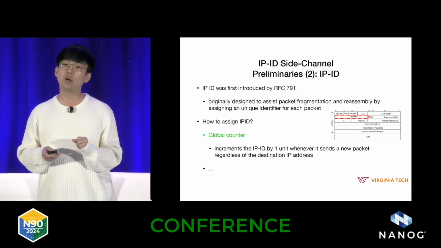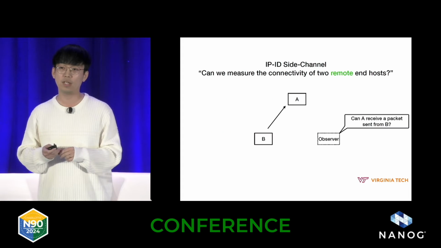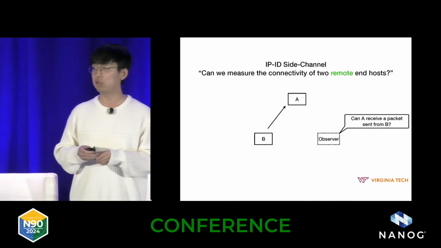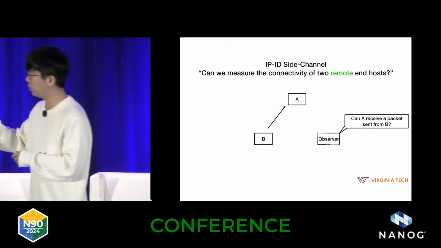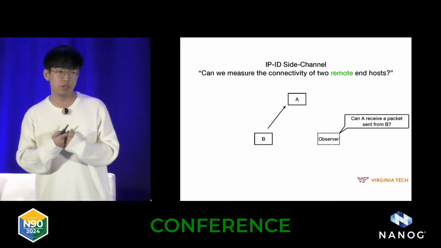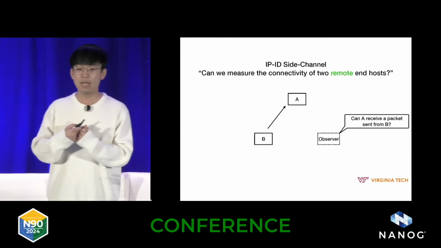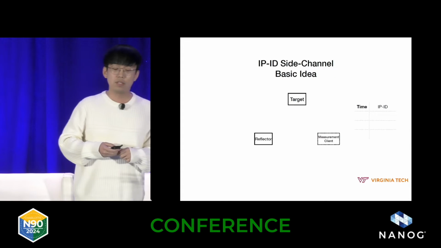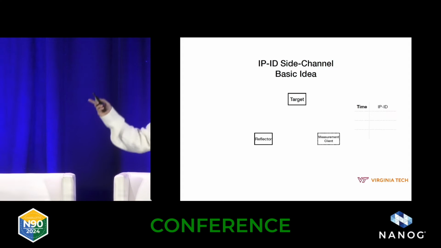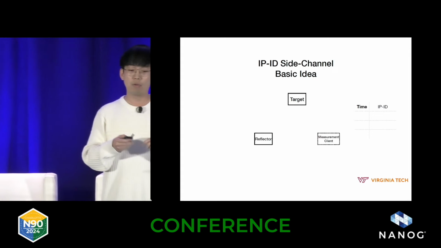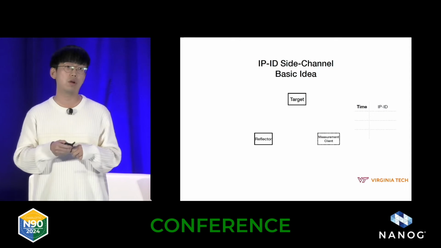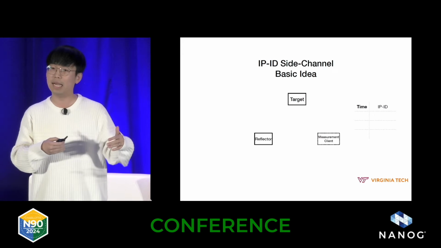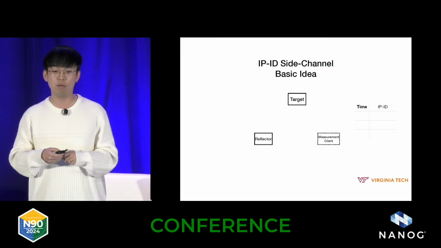So now I'm going to merge these two different techniques together to tell whether we can measure the connectivity between two remote end hosts. Here, we are the observer, and I want to know if B can send a packet to A, or A can send a packet to B. The basic idea is really simple. The measurement client is right there. We're going to call the reflector the host using a global IP-ID counter, which means whenever this host sends a packet, it increments the IP-ID value by 1.